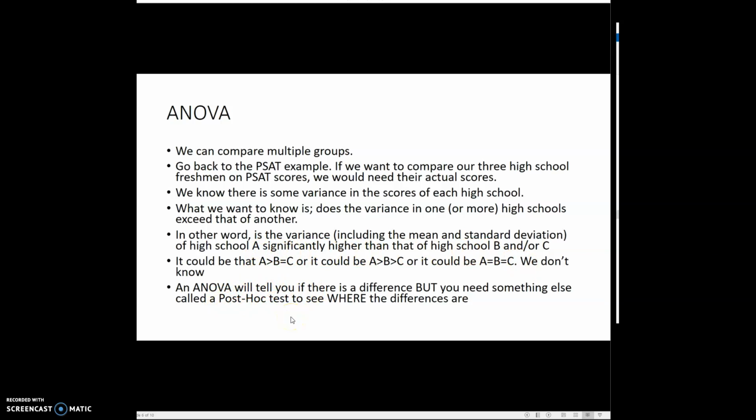Right now, that's all you need to know: you have to have a post hoc test to determine where the differences are. How to actually do this and where the data comes from, you'll learn this fall. You'll actually be running your own data this fall.